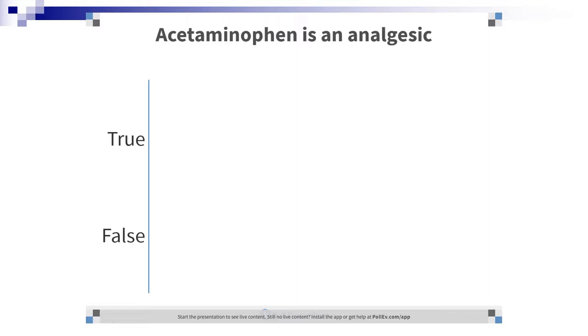Acetaminophen is an analgesic. True or false? Now for this one, you have to know what acetaminophen is, and you have to know what analgesic means. Acetaminophen is Tylenol, and analgesic means a pain reliever. So your answer is true. Tylenol is a pain reliever. It is a widely obtained pain reliever over the counter at this point in time. So true.